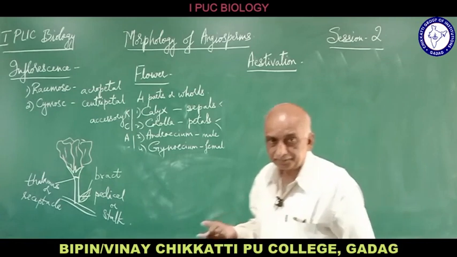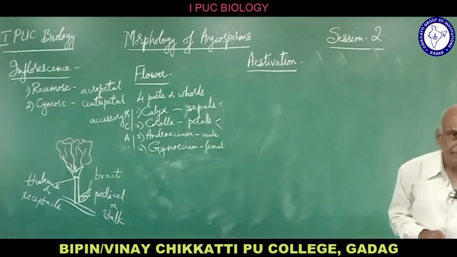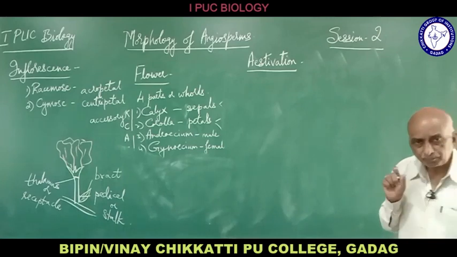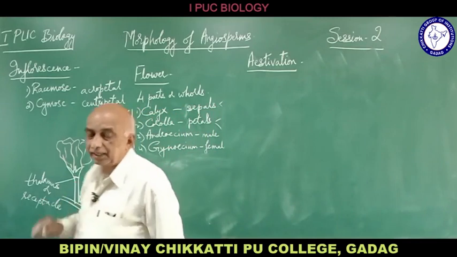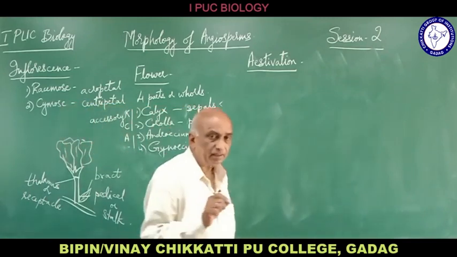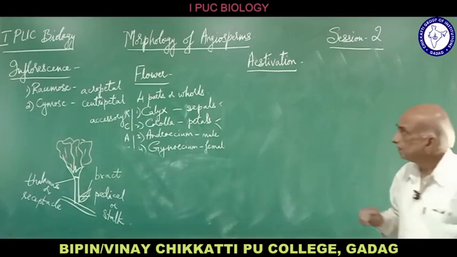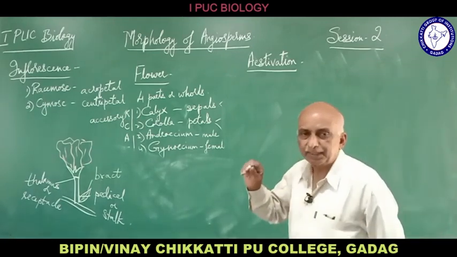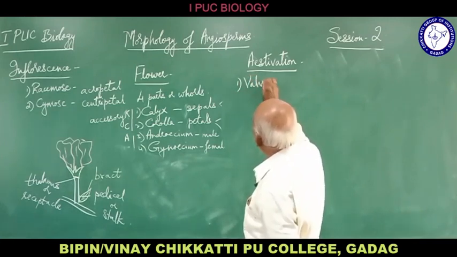So the arrangement of sepals or petals in a flower is called estivation. Estivation means the arrangement of the sepals and petals in a flower. There are different types of estivation. The first type of estivation is called valvate estivation.